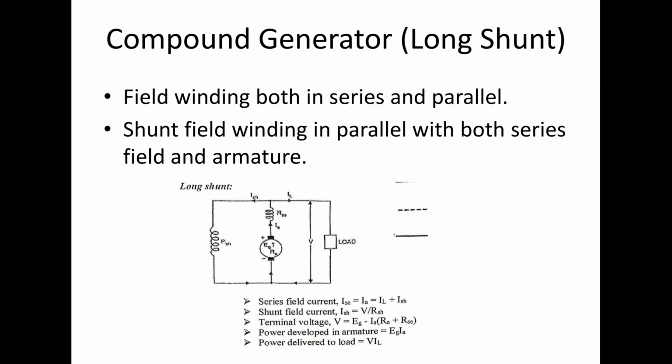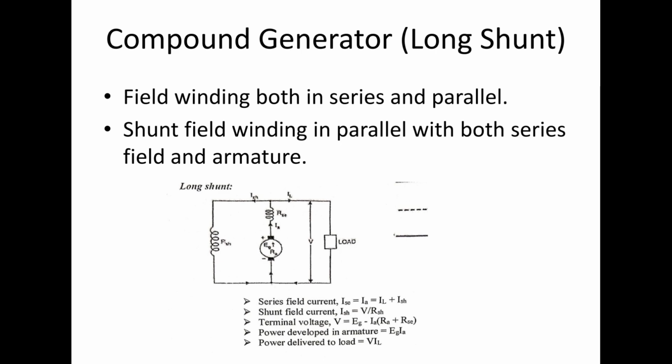B. Long shunt compound generator. Here, the shunt field winding is connected across both the armature and series field. From the diagram, series field current, ISE equals IA equals IL plus ISH. Shunt field current, ISH equals V divided by RSH. Terminal voltage equals EG minus IA times RA plus RSE. Power developed equals EG into IA. Power delivered to load equals V into IL.